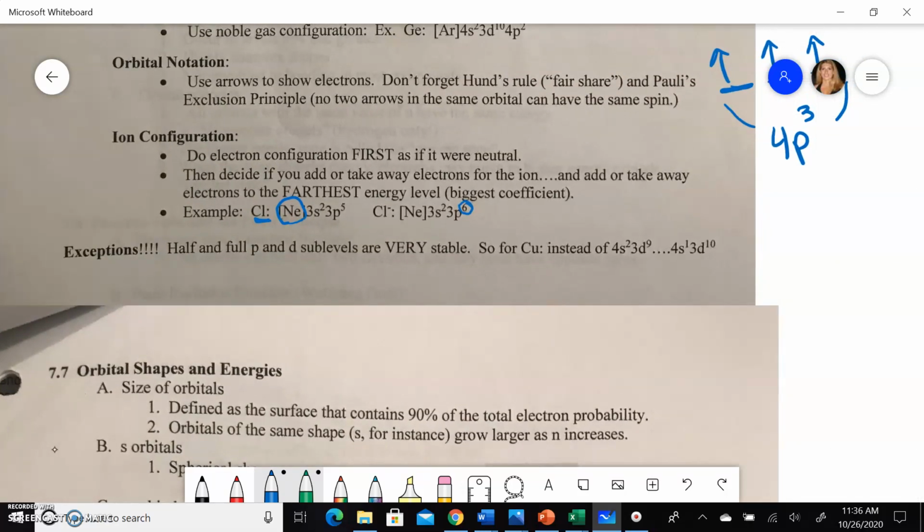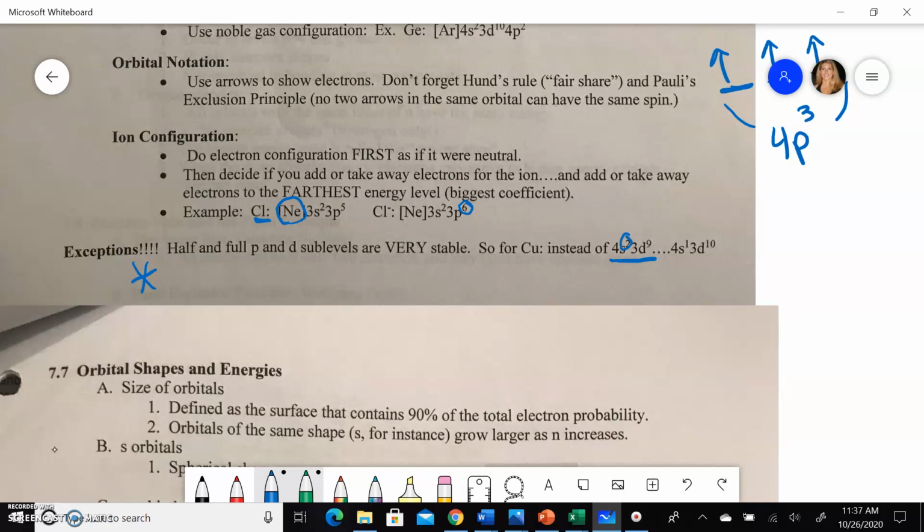All right, this is really important because you did not do exceptions in first year chemistry, so you need to make sure you understand what the exceptions are for AP chemistry. So what this says is that full and half full P and D sublevels tend to be really stable. So for copper, if you write out the electron configuration for copper, you end up with 4s2, 3d9. Well, copper really wants to have a full D, and so what it will do is steal 1 electron from the S and donate it to the D.